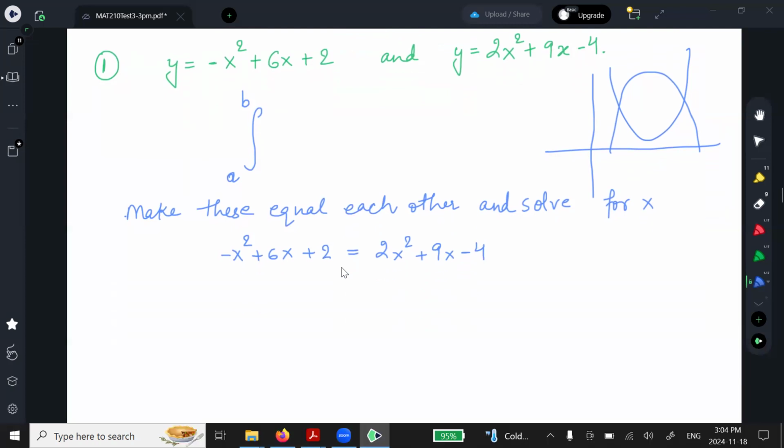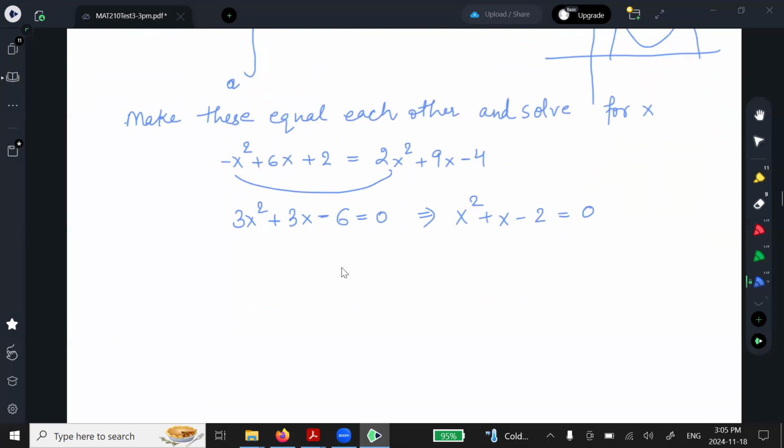So move everything to one side. I'm going to move all the terms here to this side. It's up to you. So I got 3x squared plus 3x minus 6 equals 0. Now, before you start applying the quadratic formula or start to factor this quadratic, divide by 3. Make it easier, right? Because you have a 3 which can be factored out. You have x squared plus x minus 2 equals 0. Now, what are the x values?